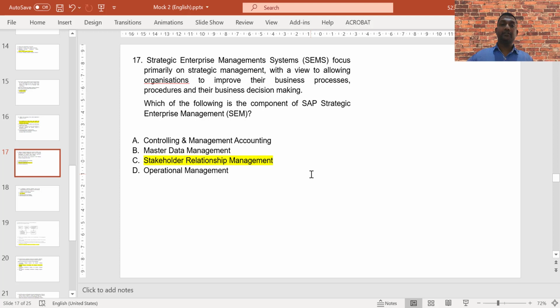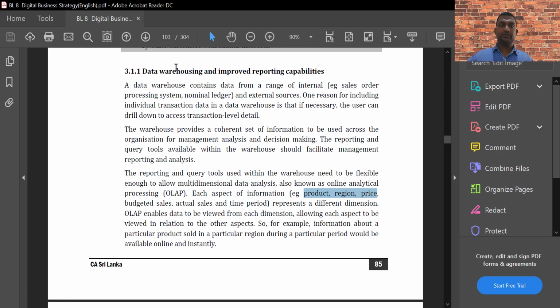Question number 17. Strategic enterprise management systems focus primarily on strategic management with a view to allowing organizations to improve their business processes, procedures, and their business decision making. Which of the following is the component of SAP Strategic Enterprise Management System? So let's look at how this is explained in the study book.